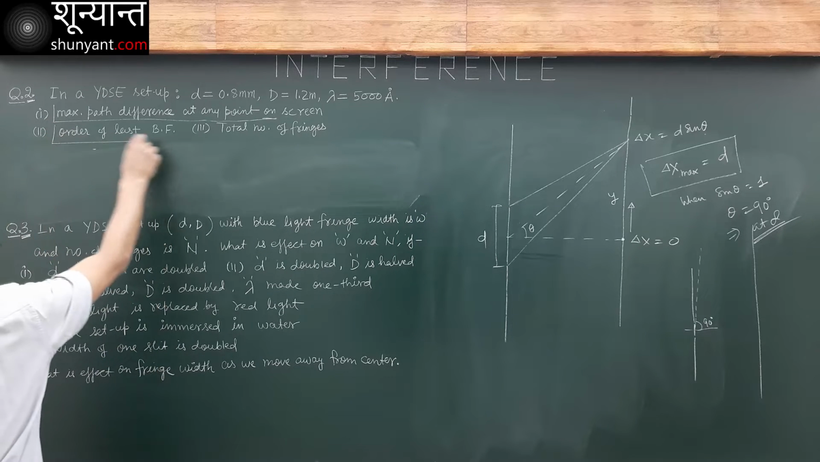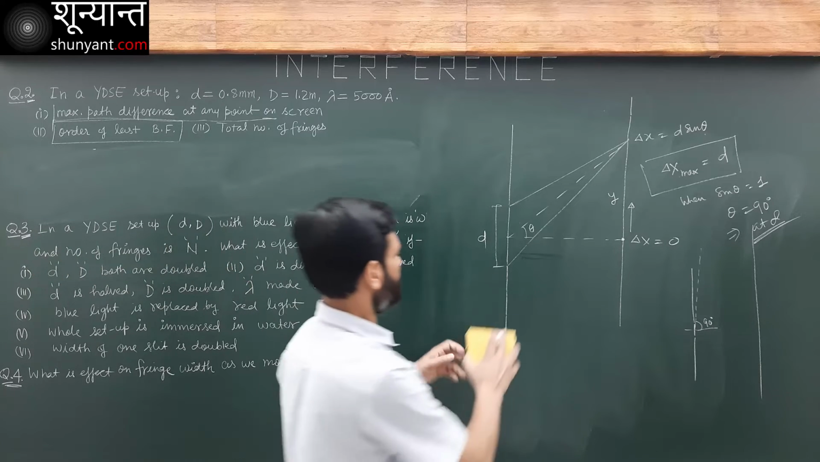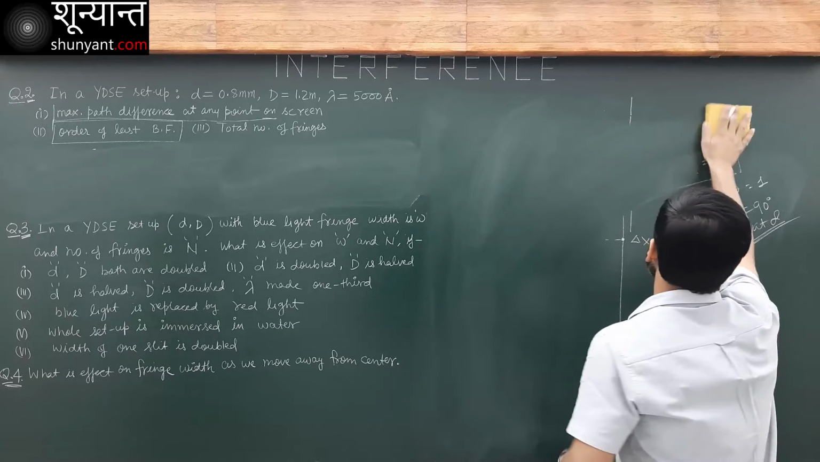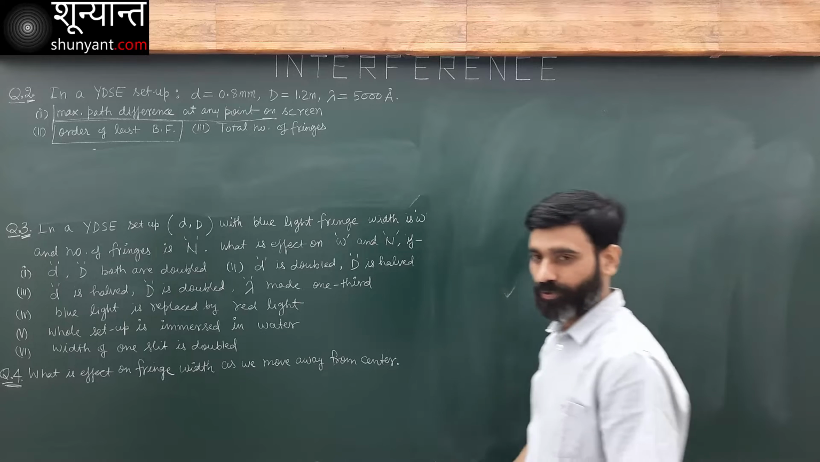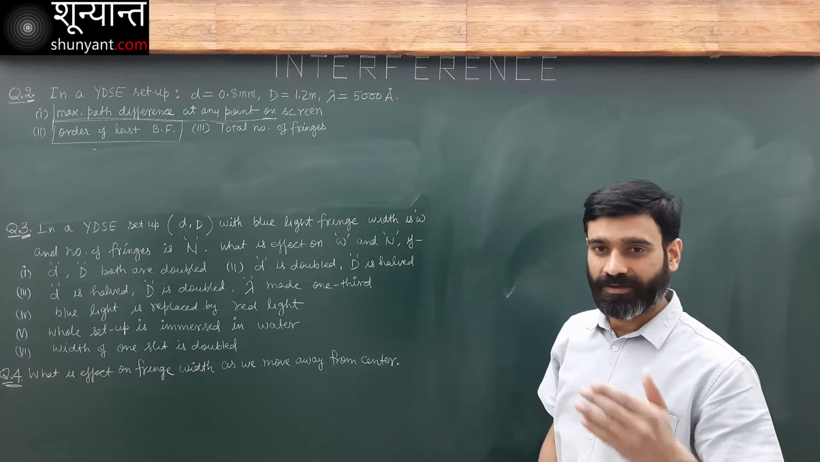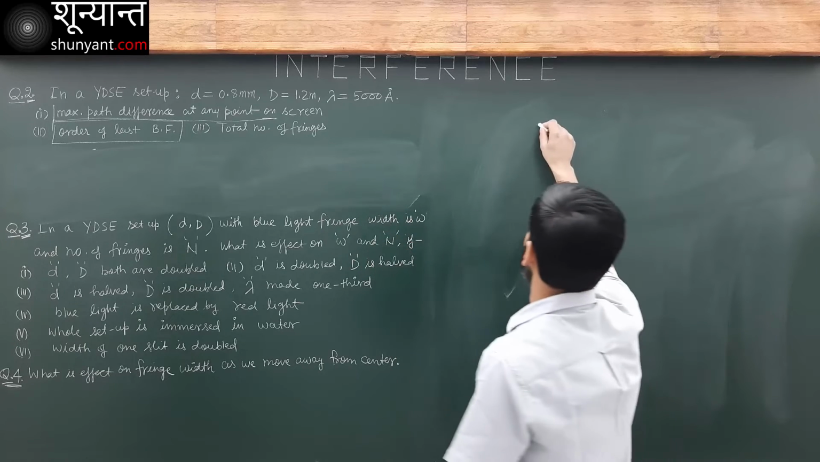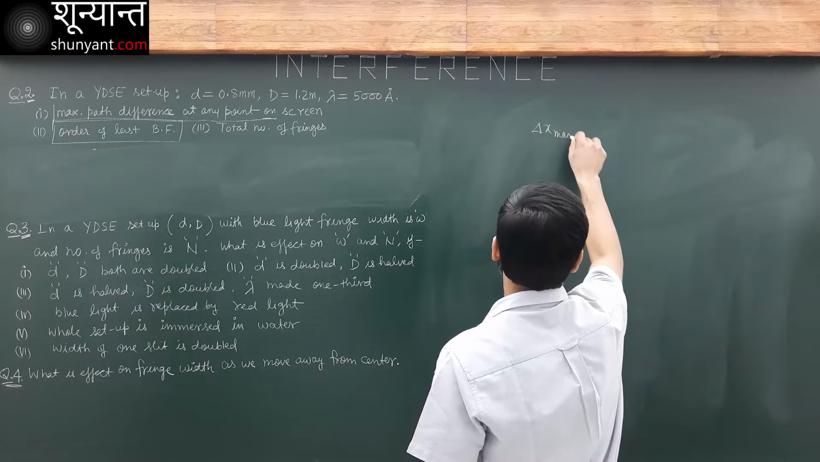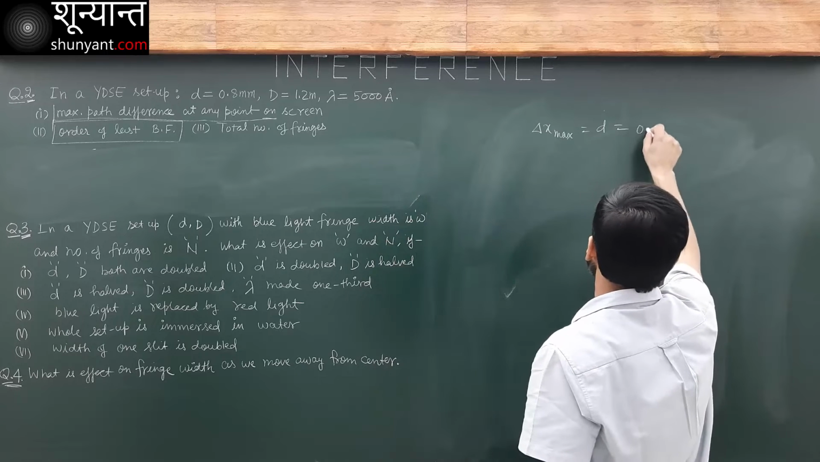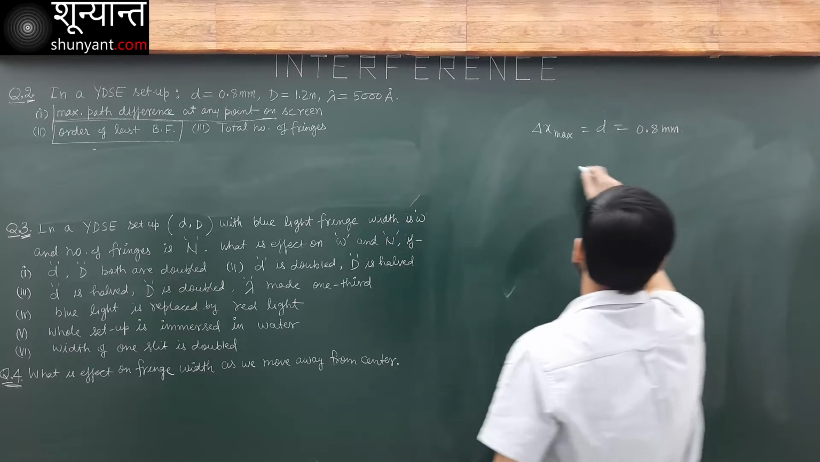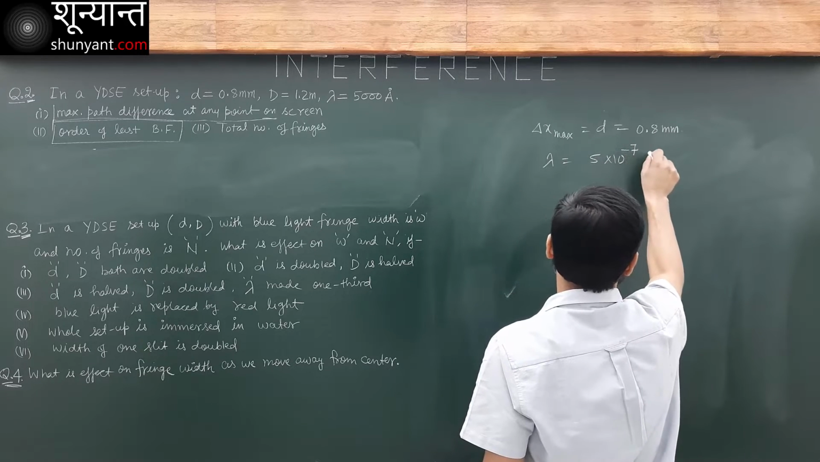Now what is the order of the last bright fringe? Where will the last bright fringe be, at infinity or before infinity? It is where delta x is an integral multiple of lambda. So delta x max is equal to d, which is 0.8 millimeter. What is lambda? Lambda is 5 into 10 power minus 7 meter.